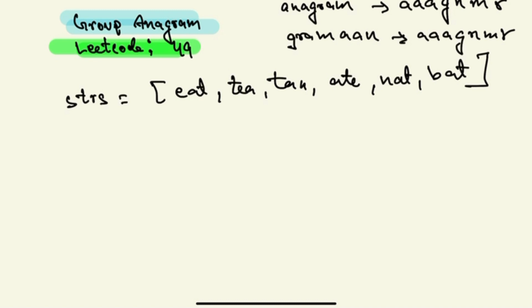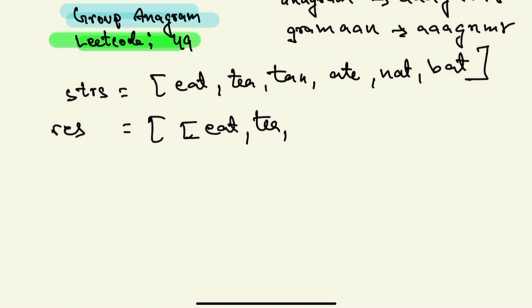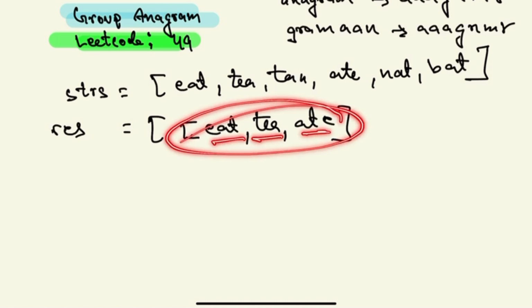Now the next task of it is कि हमें ग्रुप करना है. Let's say in this case we need to return our result as a list of list. So first group में we will have eat, then we have tea. Okay, so ये पहला ग्रुप बनेगा. I guess इसमें एक और आएगा, ate भी आएगा. So we will also have ate. So अगर if you see all these 3 words having all the characters but they are jumbled up, ठीक है.